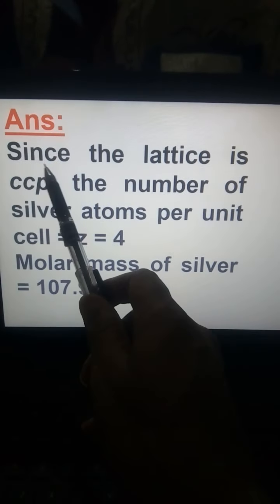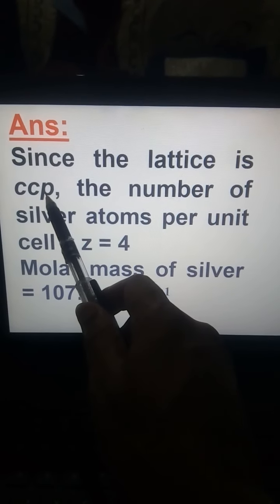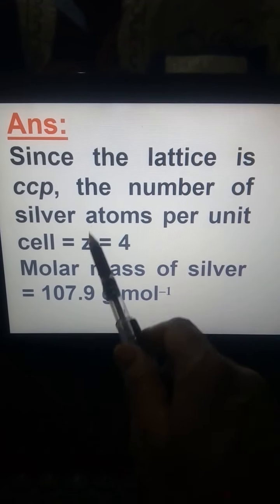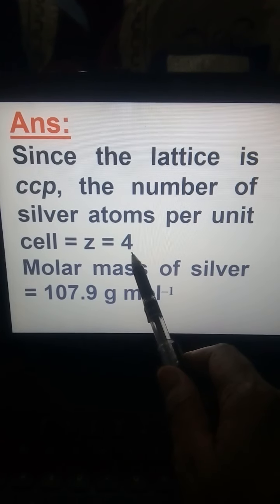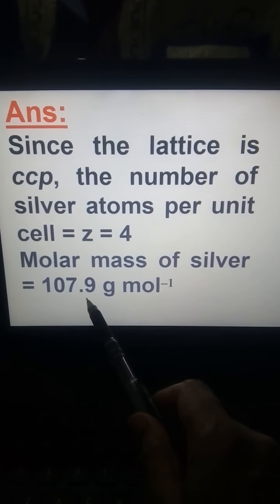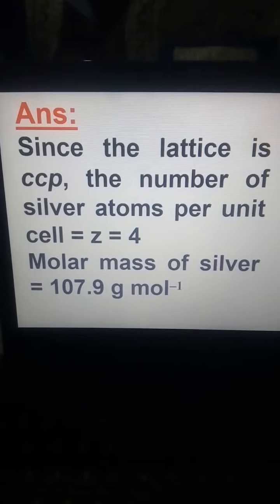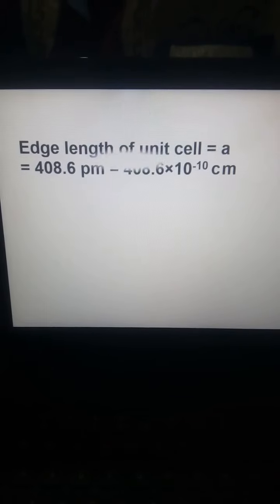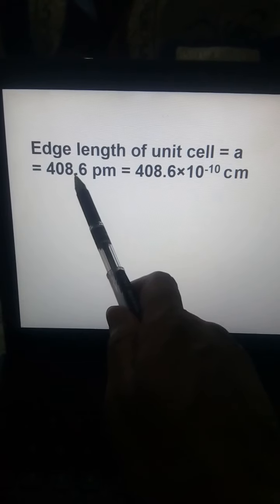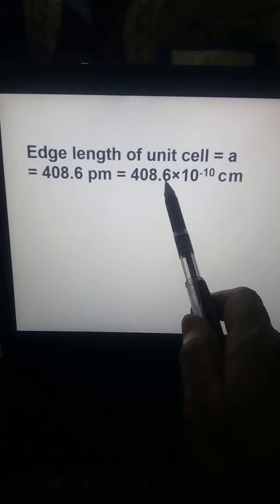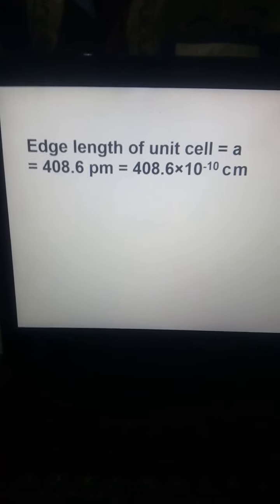Now we will see how we will do the calculation. Since the lattice is CCP, the unit cell is FCC. So the number of silver atoms per unit cell, the value of Z, is equal to 4. Molar mass of silver is 107.9 gram per mole, atomic mass is given. Edge length of unit cell, a, is equal to 408.6 picometer. If we convert it to centimeter, that will be 408.6 into 10 to the power minus 10 centimeter. That is also given.